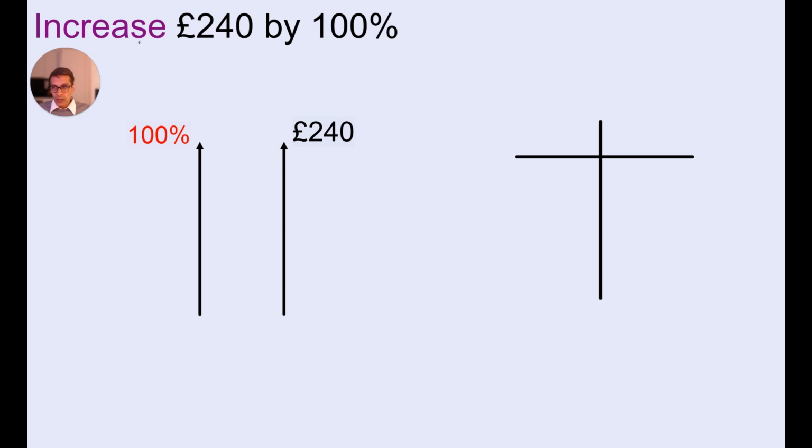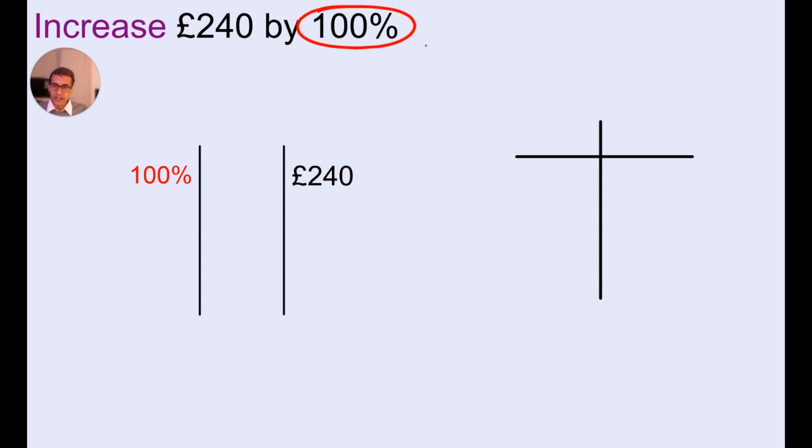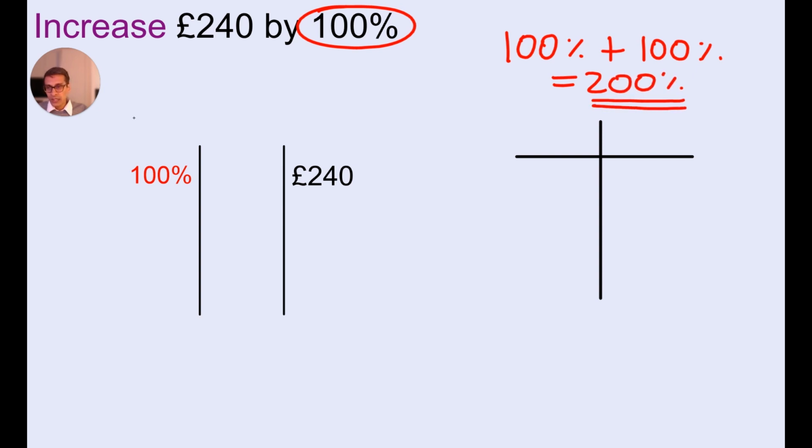Pause the video and have a go, have a think about what this might look like. Okay, so first thing we want to do here is I would suggest putting the 100% a bit lower. Now, if we're increasing by 100%, we already have 100%, we're adding on another 100%. So what we're actually doing is working out 200%. So let's label that here. 200%. Remember, these number lines are not drawn to scale. If it was, this would be a bit higher up. It would be twice as high.